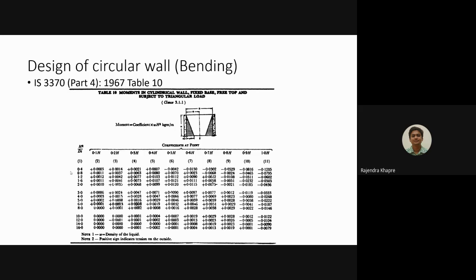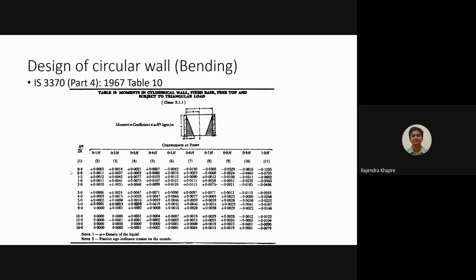So now IS code has given a table to calculate the values of bending. It is along the same lines as the earlier table, that is table number 9. So this table number 10, you just read the title carefully. This is the moment in circular cylindrical walls with fixed base, free at top and subjected to triangular loading. This is what is our case. Okay, so this is table number 10.